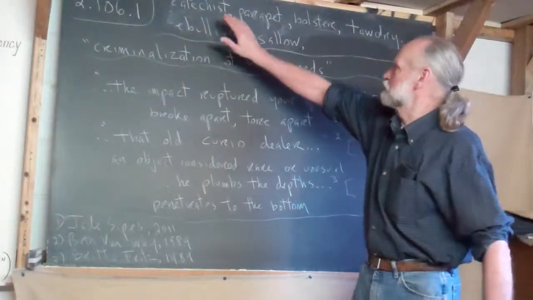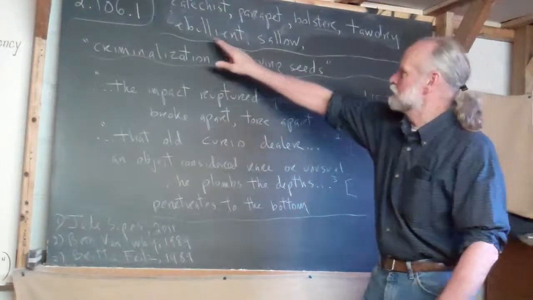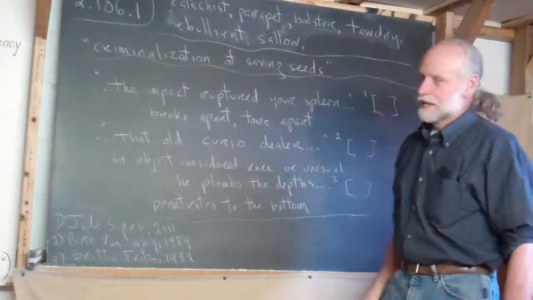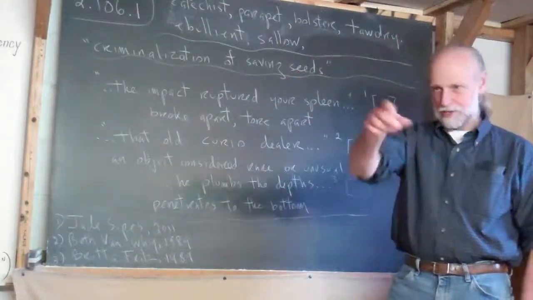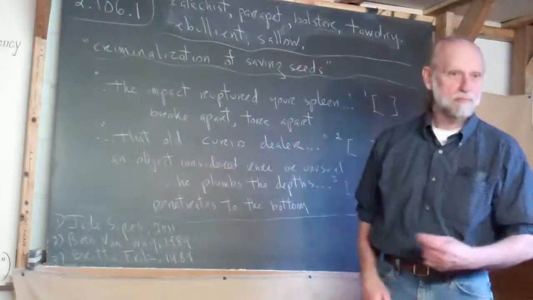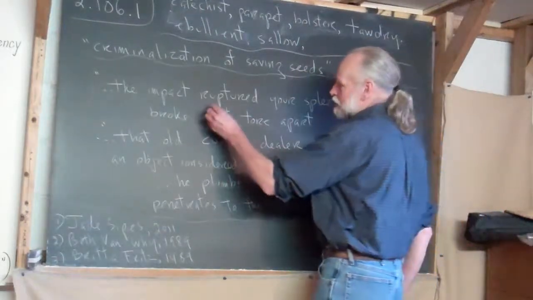All right, class vocabulary. We've got 6 words: catechist, parapet, bolster, tawdry, ebullient, and that is spelled right, sallow. All right, who's got a word? Jade says, "I got a word, and it's ruptured." Well, I write it and say, "Did I spell that right?" And she looks, "Yeah, that's spelled right."